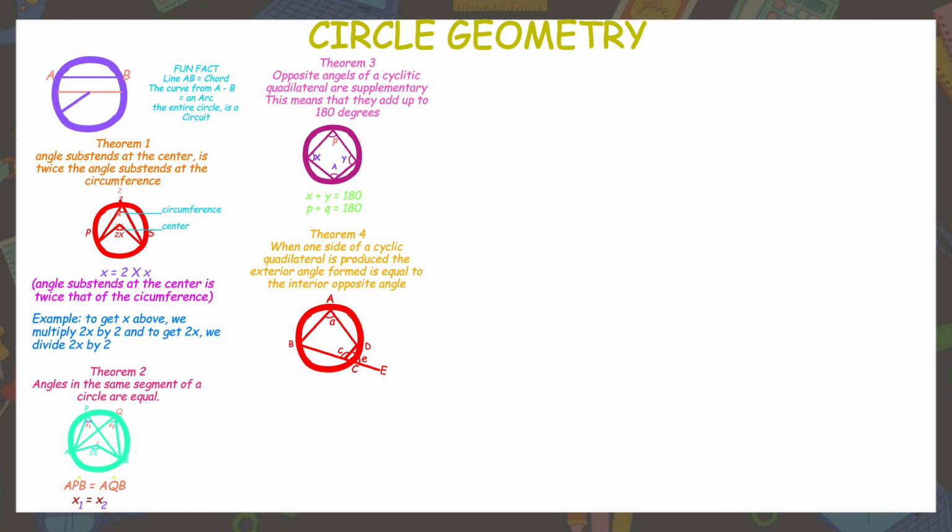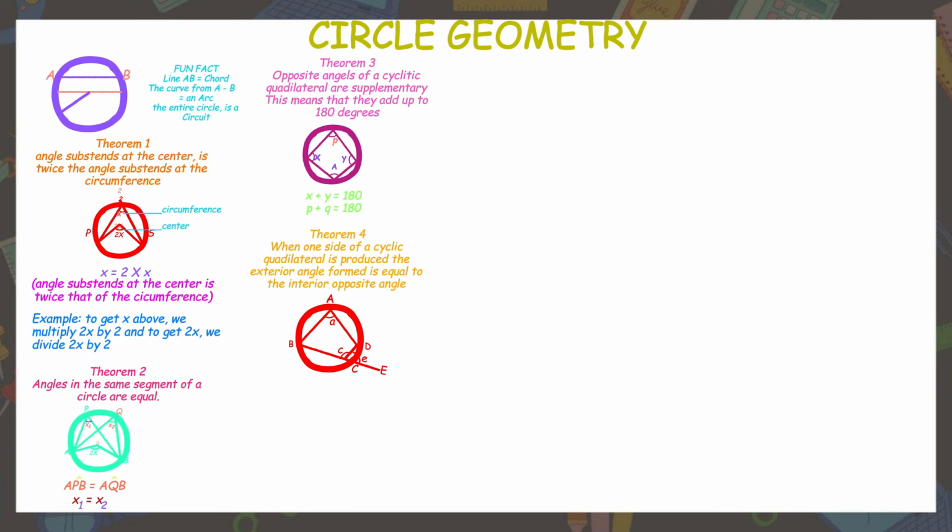Here is another theorem, theorem 4. This one is the corollary to theorem 3, where opposite angles of a cyclic quadrilateral are supplementary. When one side of a cyclic quadrilateral is produced, the exterior angle formed is equal to the interior opposite angle.